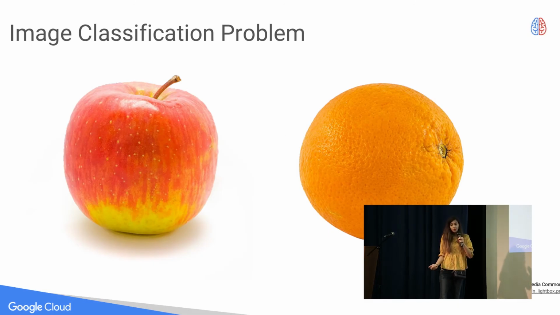Okay, so we had one type of problem where we had to train our own model. We have our own data. Now let's say, for example, I have this image classification problem. I want to classify the apples and the oranges. How can I create my model so that it can detect?